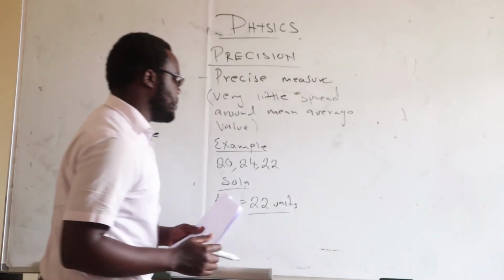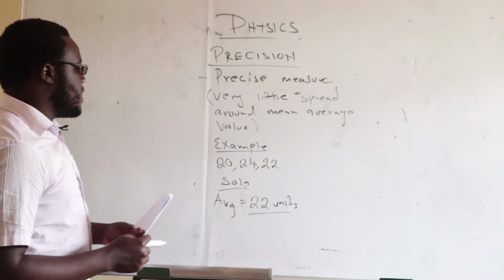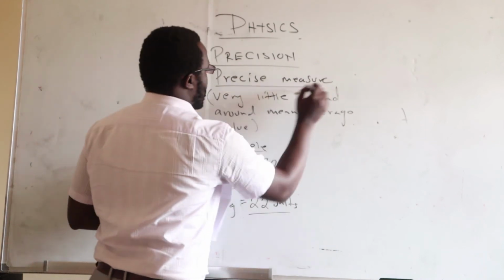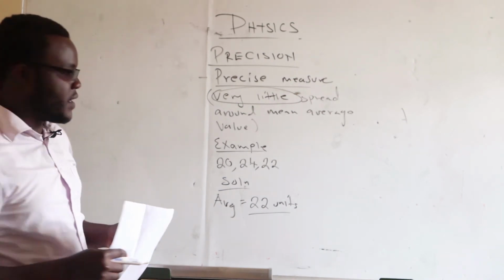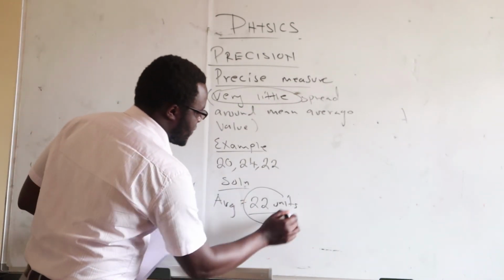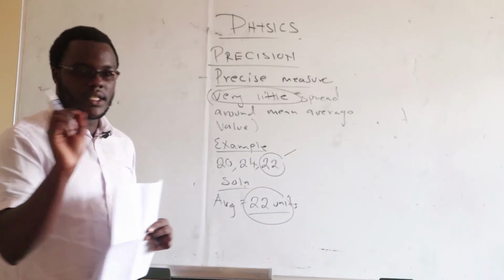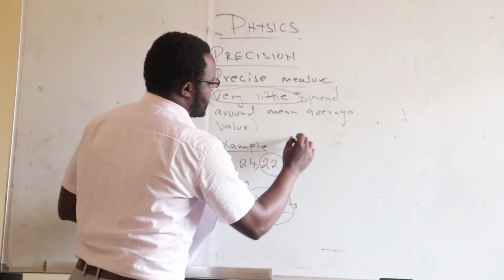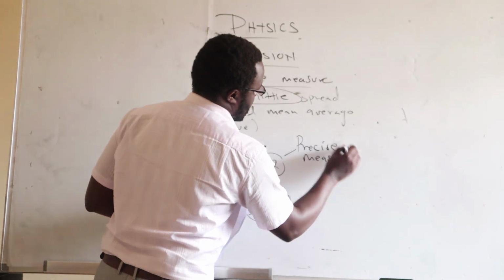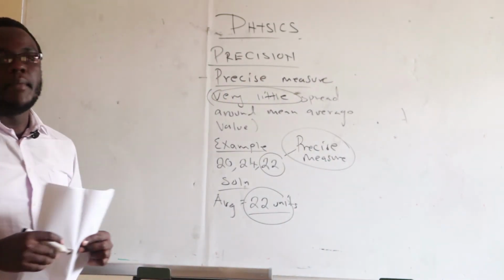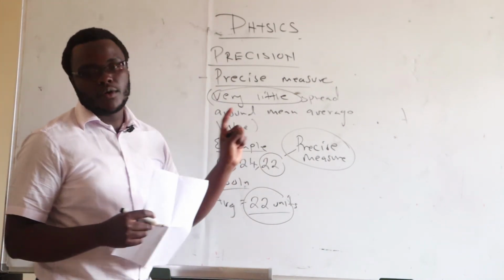I am using the word units because we are not given whether they are in centimeters or kgs, so I just use units. Therefore, we have defined the precise measure as the measure that has very little spread around the mean average value. Therefore, if this is my average, I can define 22, which is among the sample size, as the closest to my average. Therefore, it becomes a precise measure. And that's how you calculate the precise measure when you're given a sample size.